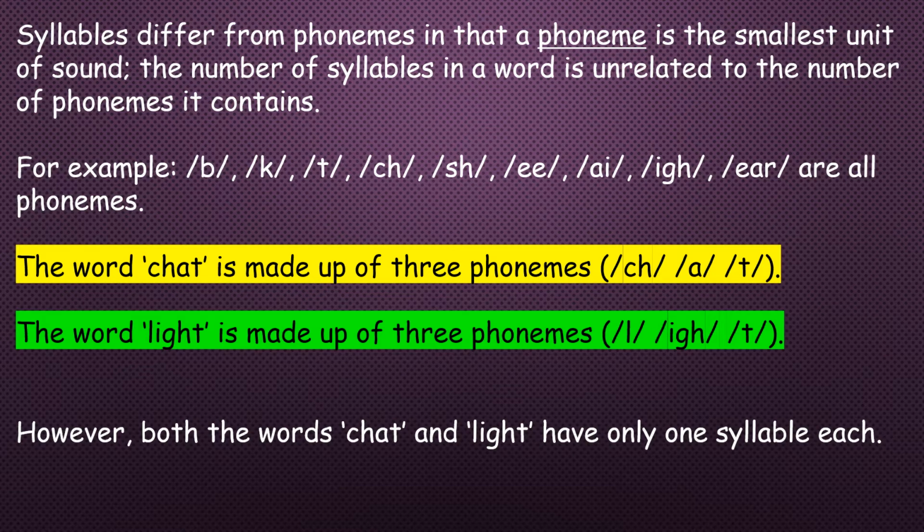For example, look at b, k, t, ch, sh, e, a, i, ear, r. All are phonemes. The word chat is made up of three phonemes, ch, a, t, but it has just one syllable. The word light is made up of three phonemes, l, i, t, but it has just one syllable. Both words have only one syllable each, even though they have different numbers of phonemes.